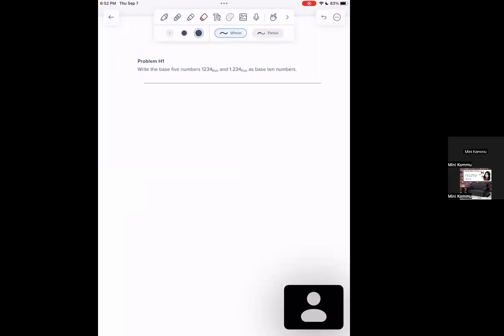Komu. I just want to go over the base conversion problems that we already know about, what bases are and how to convert them. But I'm just going to briefly go over some problems. Here, the first problem says, write the base 5 numbers 1234 and 1.234 as base 10 numbers.